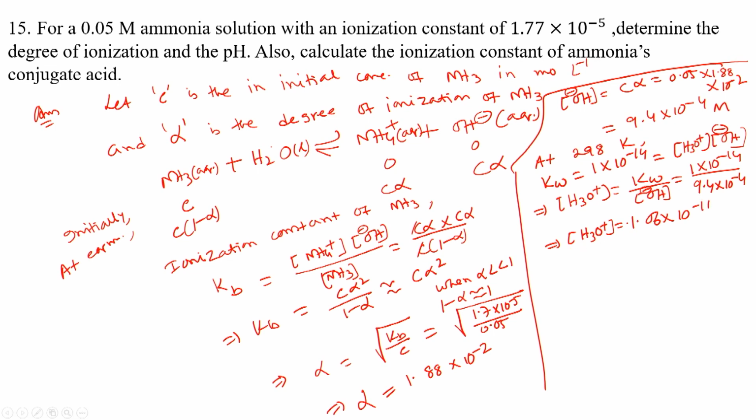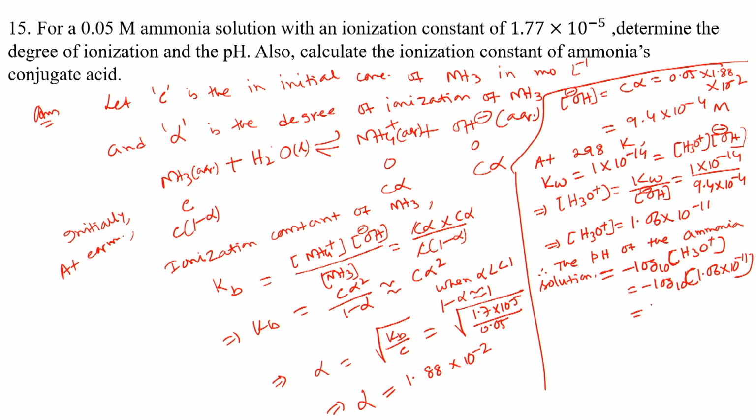Once we have the concentration of H3O plus, we can calculate pH. So the pH of the ammonia solution is minus log 10 base concentration of H3O plus, so minus log 10 base 1.06 times 10 to the minus 11. If we calculate this, we get 10.973. So this is the pH of the ammonia solution.